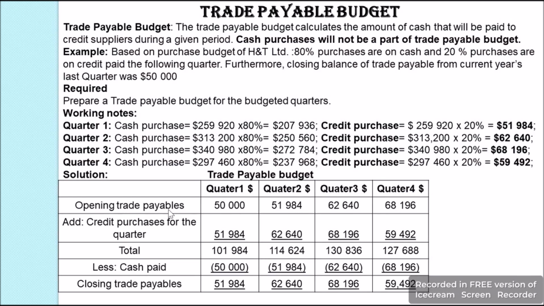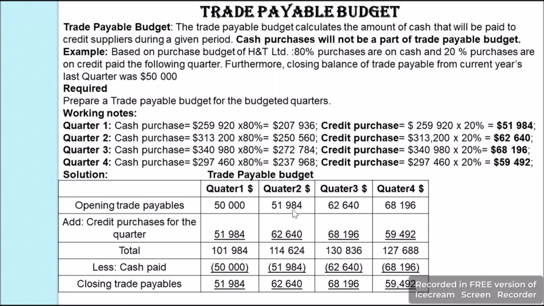We'll start with the opening trade payable balance, which will be the closing balance of the last quarter, which is $50,000 given here. So this will be the opening balance for quarter one. Then we'll add the credit purchases, which we have calculated as $51,984. So when we add this, we get a total of $101,984. Then we subtract the cash paid. Here it is mentioned that we are going to pay the creditors in the following quarter. So this $50,000 will be paid in the first quarter. So we subtract this $50,000, we get the closing trade balance as $51,984.